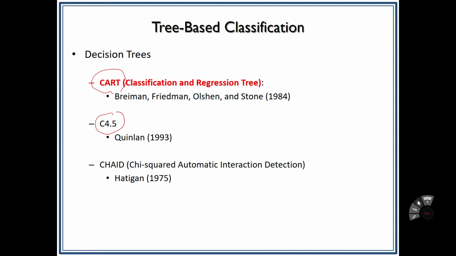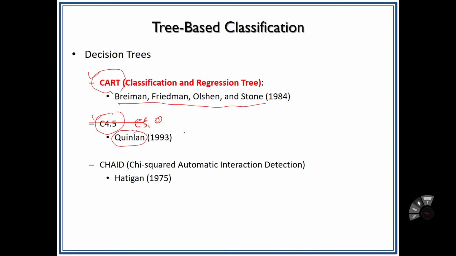And actually, there is a trend. Statisticians like this one, but computer scientists like this one. This is just a trend. And even nowadays, there is another decision tree technique, which is C5.0. Anyways, Quinlan is a computer scientist, and these four people are statisticians.